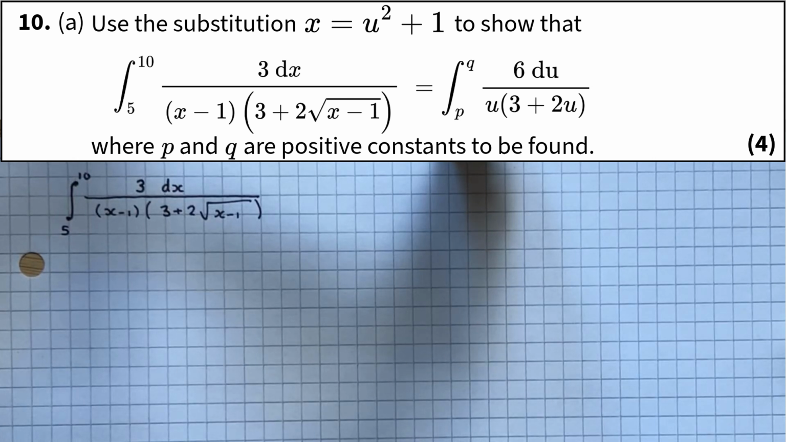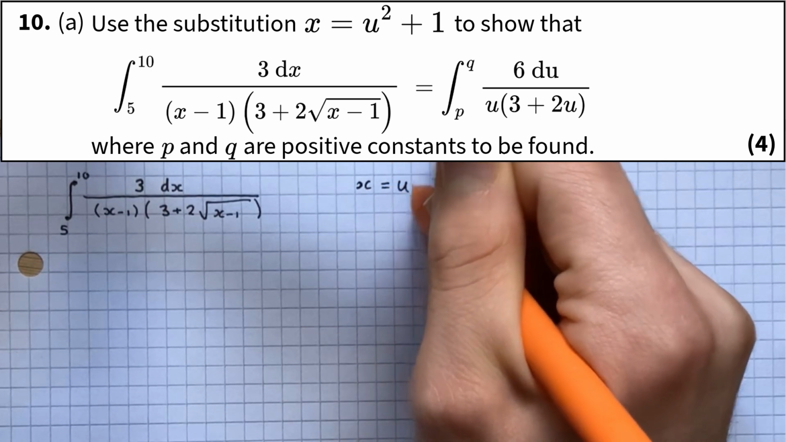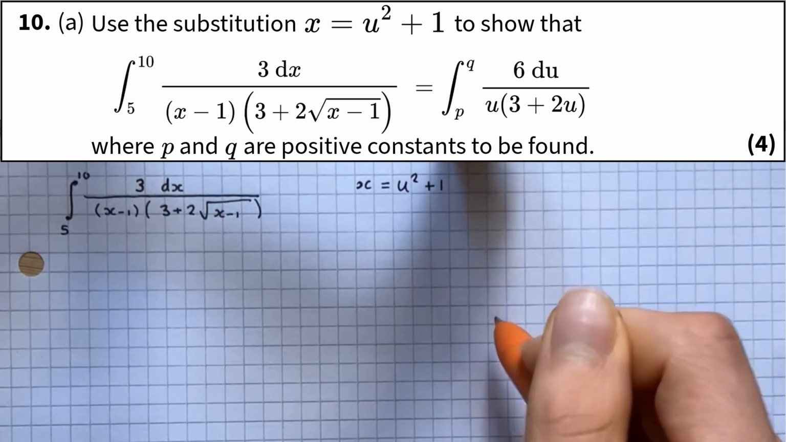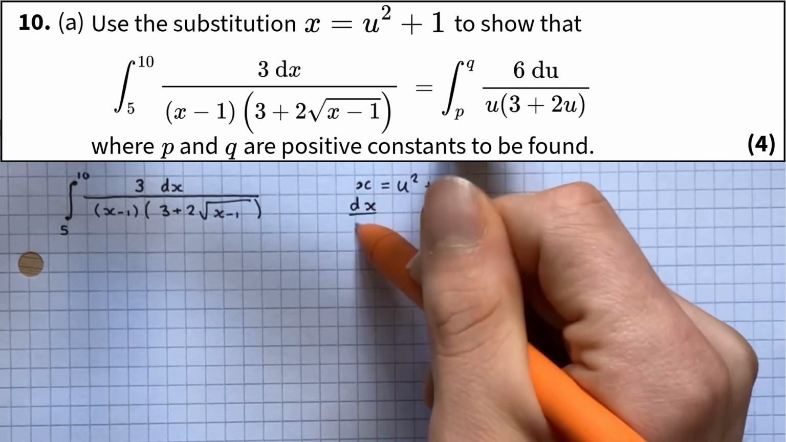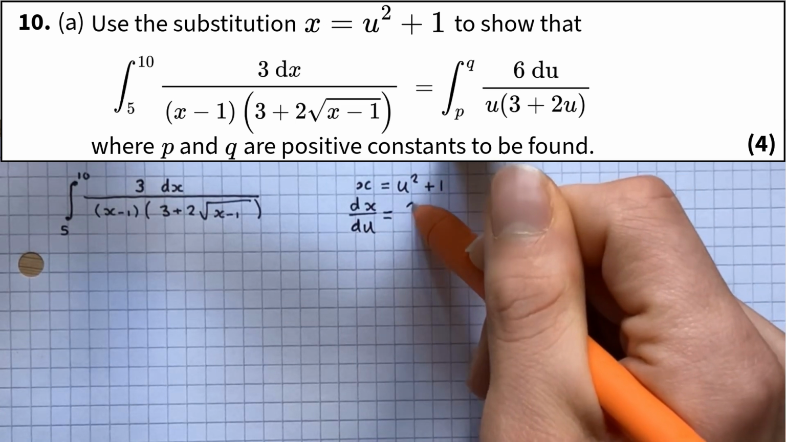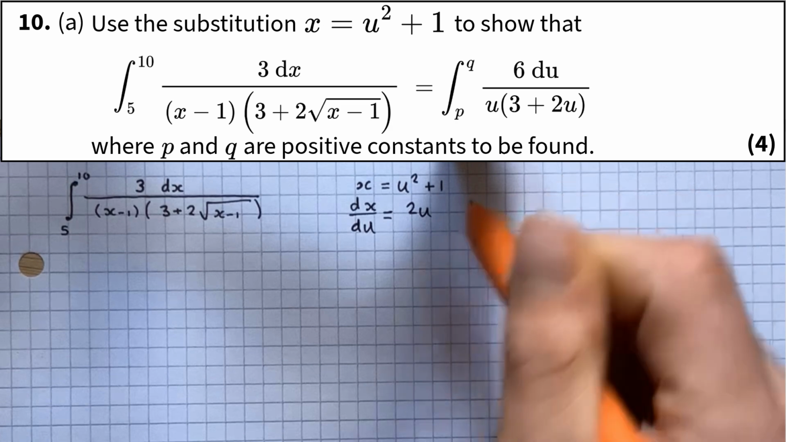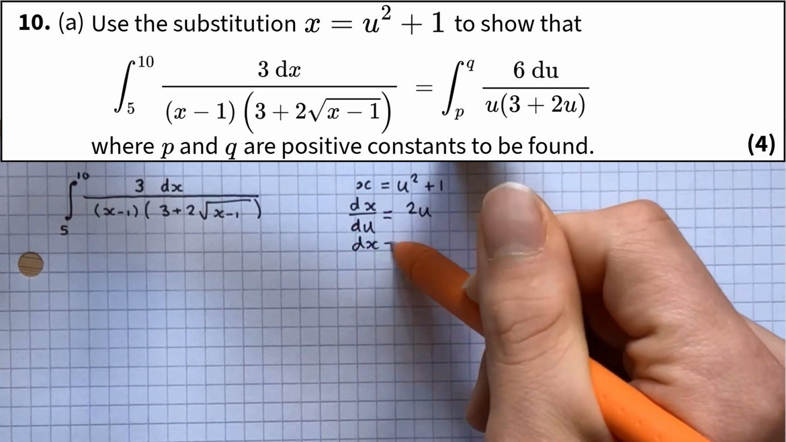We've got a lovely integration question today, at least according to me. We're integrating 3 over (x minus 1) times (3 plus 2 root (x minus 1)). Luckily, they give us a substitution, so we don't need to think of it ourselves. Main thing to do with substitution is we need to differentiate both sides, like this, and rearrange to get a dx in terms of du.